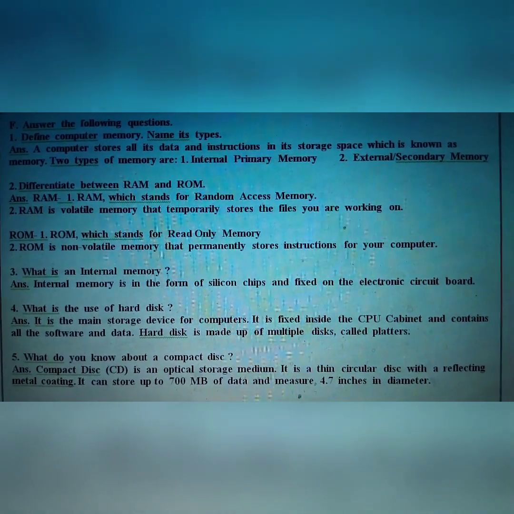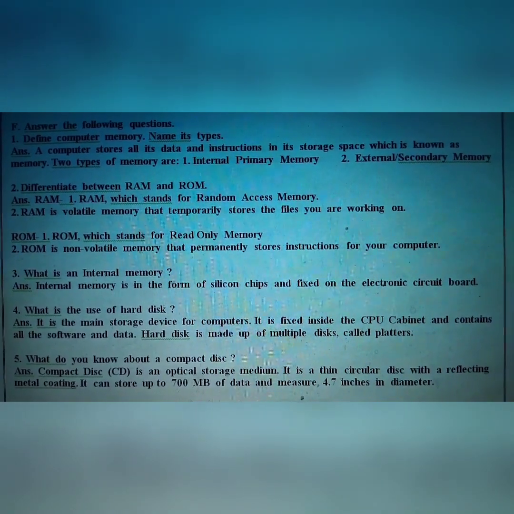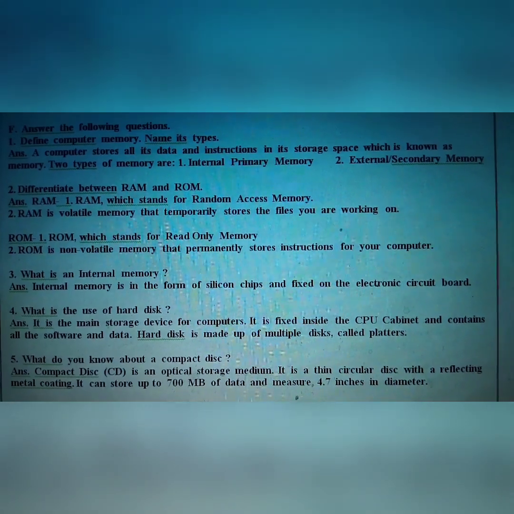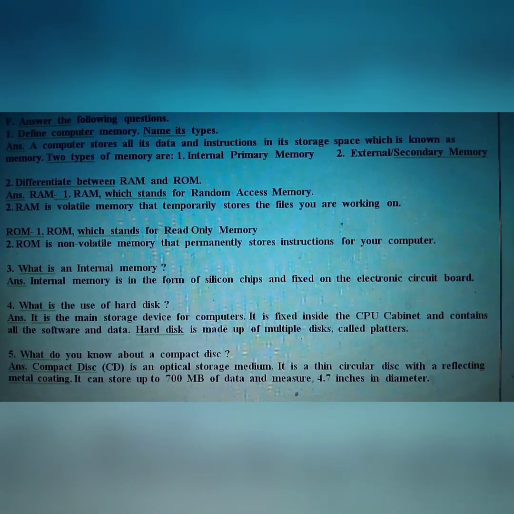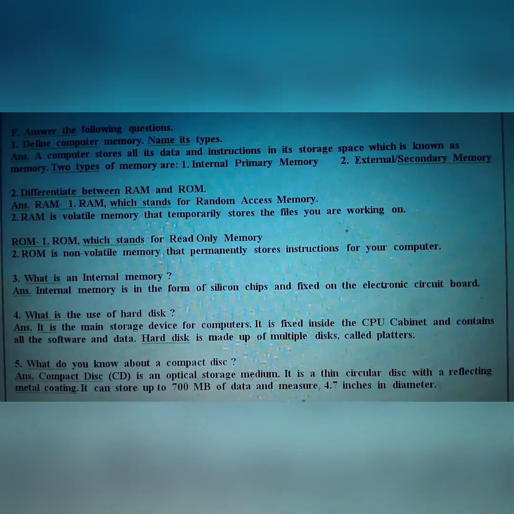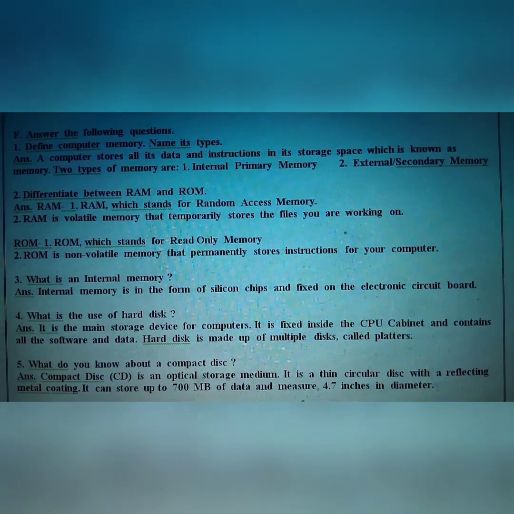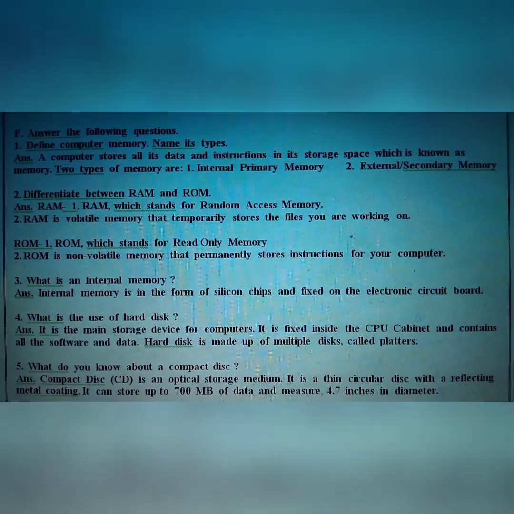Last, fifth question is, what do you understand or know about a compact disc? Compact disc CD is an optical storage medium. It is a thin circular disc with a reflecting metal coating. It can store up to 700 MB of data and measures 4.7 inches in diameter. So class 4, complete this F part question answers in your notebook.